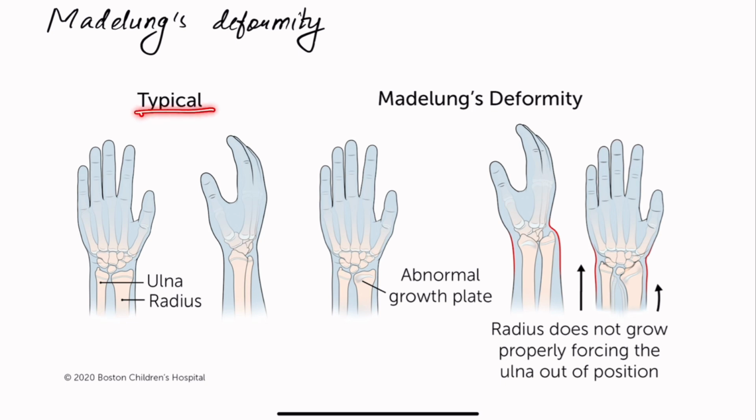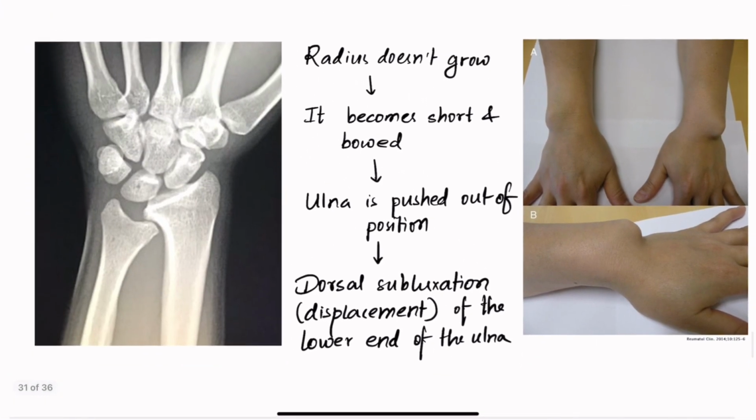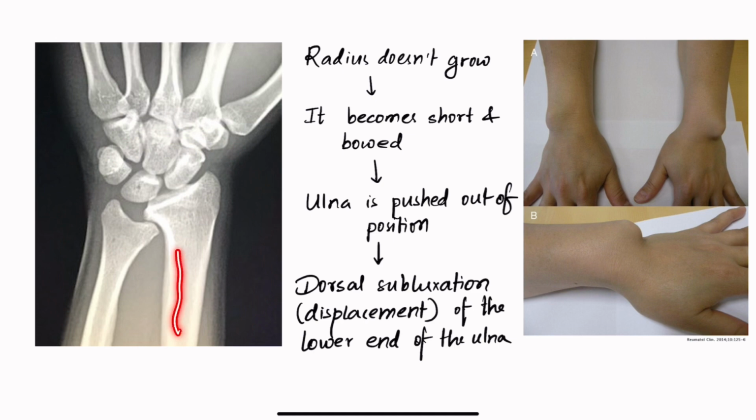So in a typical condition, the radius and ulna grow together. However, during Madelung's deformity, the radius at the lower end stops its growth. As a result, the radius becomes short in size and bowed, due to which the ulna is forced out of position. As you can see in this particular X-ray, the radius stops growing, due to which the ulna is forced out of position.